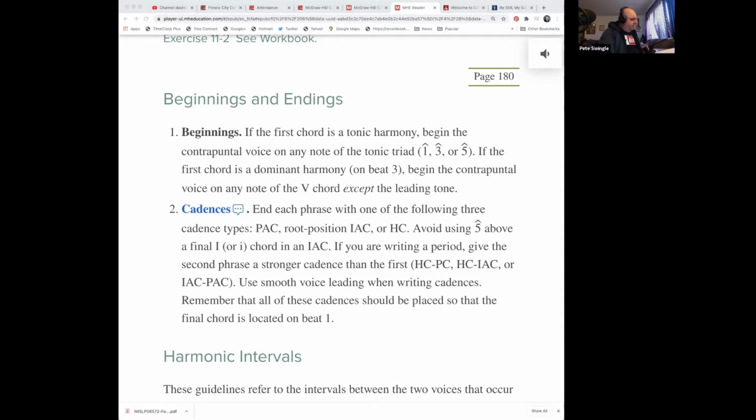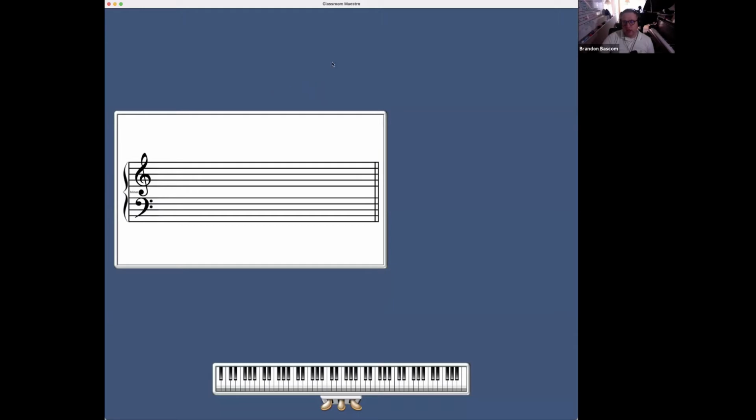Question about the tonic, or the fifth starting on beat 3. Is that just like an anacrusis? Is that the idea there? Yeah, so remember we're being restricted right now in that we are doing only half notes. So we are doing half notes on beats 1 and 3. They're specifically saying if you start with a dominant, do not begin on beat 1, begin on beat 3.